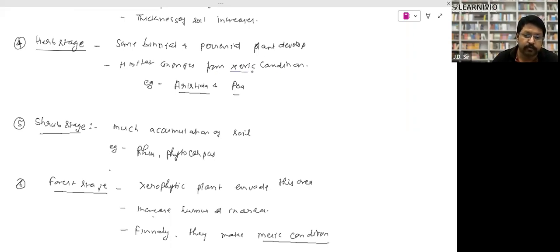From xeric condition, it will become mesic condition, meaning from desertic condition, it will become amicable for the plant, right? So at the harvest stage, which herbs will arrive? There will be Aristida and Poa.